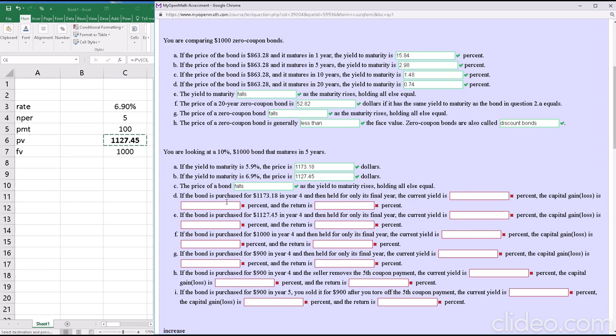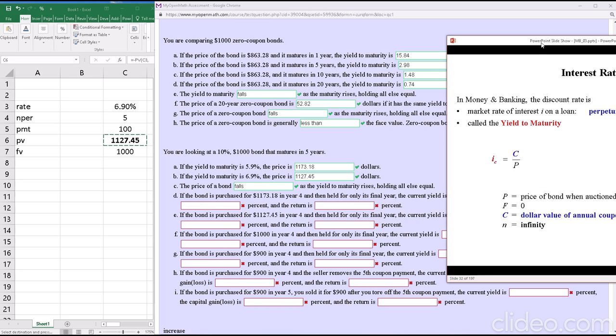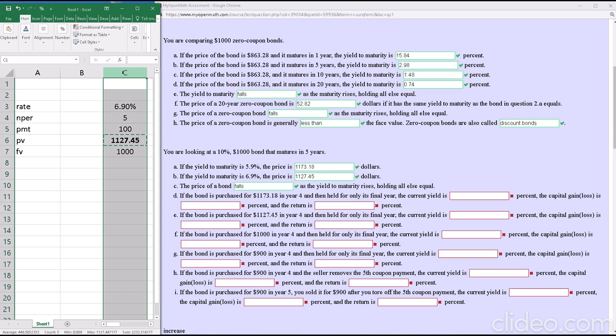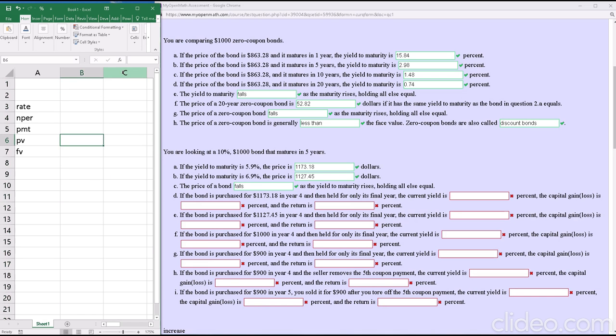Okay. Now, if the bond is purchased for $1,173.18 in year four, and then is held for only its final year, what is the current yield? Remember what the current yield is? The current yield is the coupon payment divided by the price. So the bond is purchased, that's the price, for $1,173.18. Want to know the current yield? The payment is $100 because it's 10% of $1,000. The face value is $1,000.